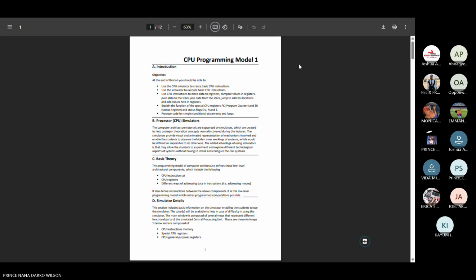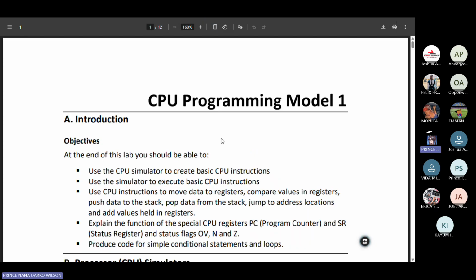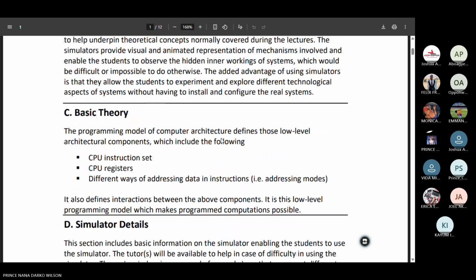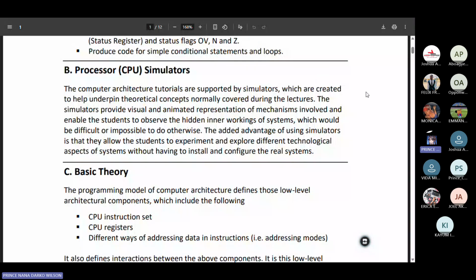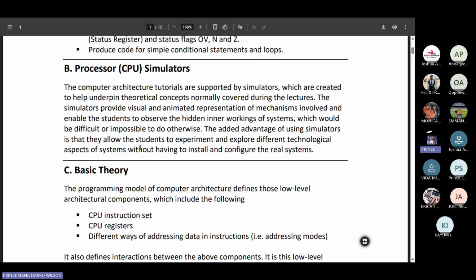So let's get right into it. It talks about a few things we have just talked about. The computer architecture tutorials are supported by simulators, which are created to help underpin theoretical concepts normally covered during the lectures. So for now, let's just discuss theory, okay?